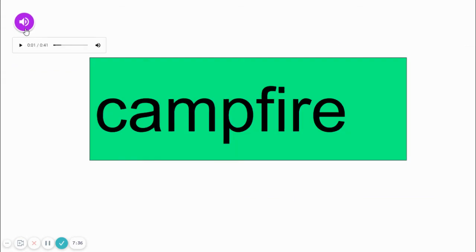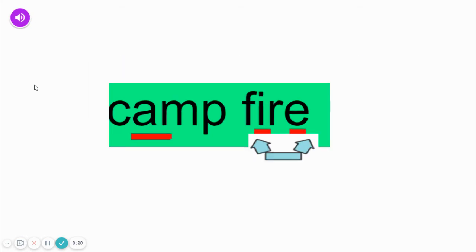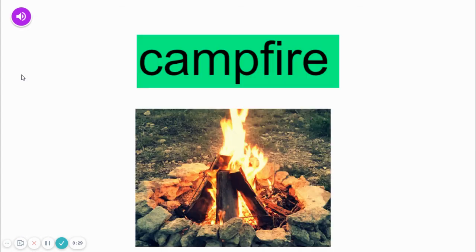To decode this long word, the first thing I'm going to do is I'm going to underline my vowels. I spy an A, I, and an E. I notice that the I has a consonant letter R followed by the E at the end of the word. I know that that's a vowel consonant E pattern. The I should be long and say its name I. I know that I should jump over and take the F in front of it. So if I break it right there, I should have closed syllable camp and vowel consonant E syllable fire. Campfire.